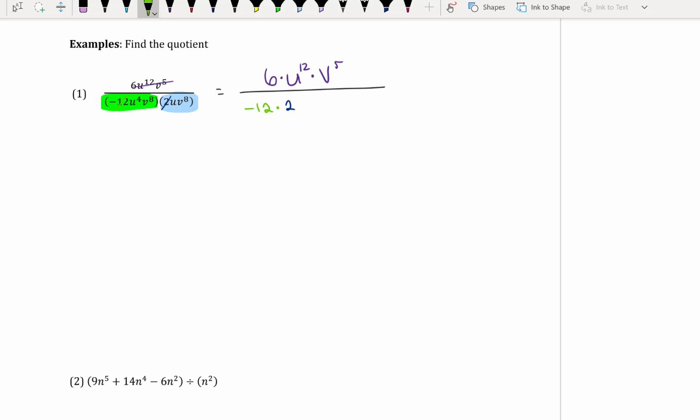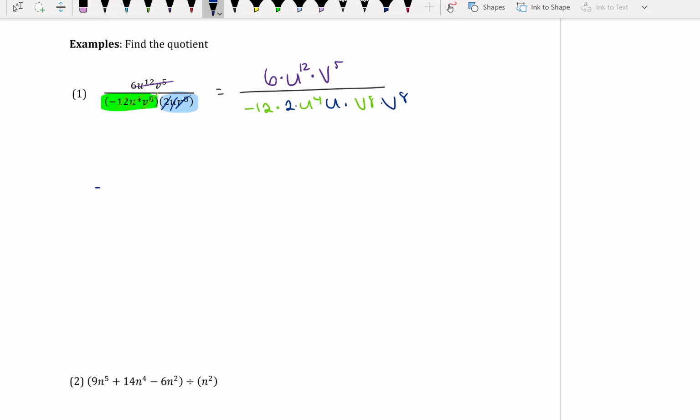Then I'm going to deal with my u's. I have a u to the 4th power, and then I have a u by itself. And then I'm going to be dealing with my v. It looks like I have a v to the 8, and I also have a v to the 8. So now I've used everything up.